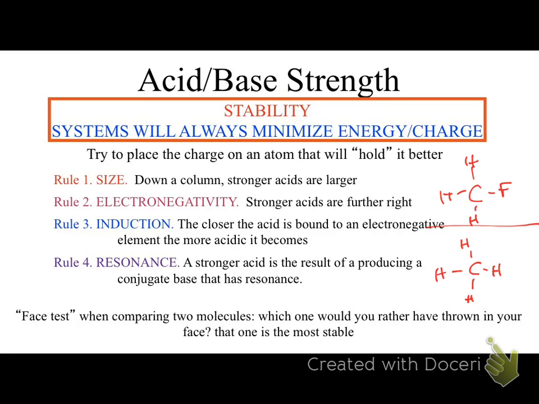So thinking about size, not a bad idea to try and shift out to the fluoride. Is the negative charge on fluoride or on carbon? It's on carbon. Size only affects where the charge is located. Carbon to carbon, no difference in size. How about electronegativity? No difference in electronegativity. Induction. What's the difference between these two?